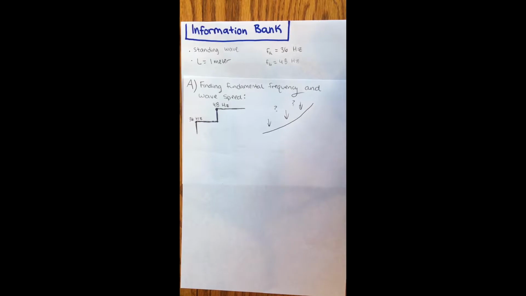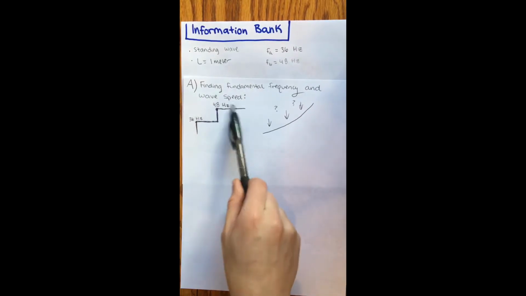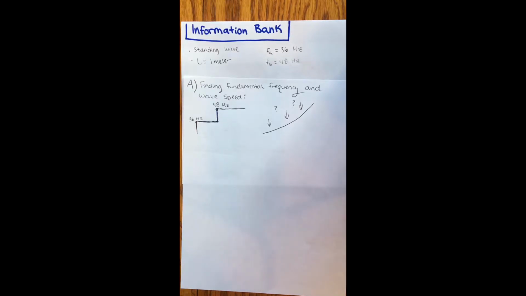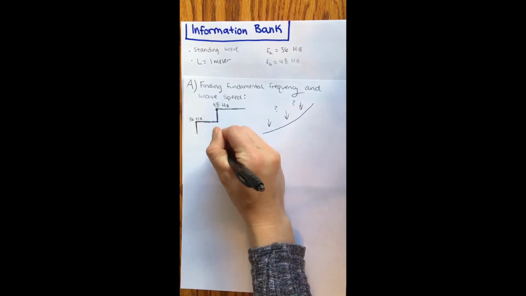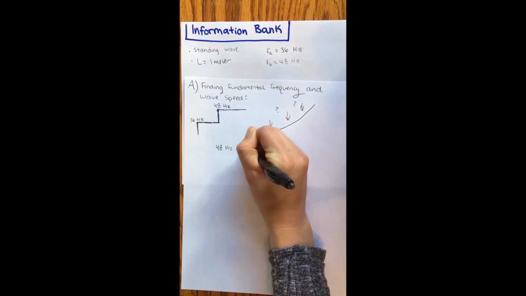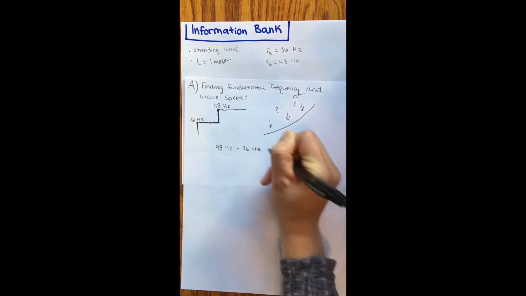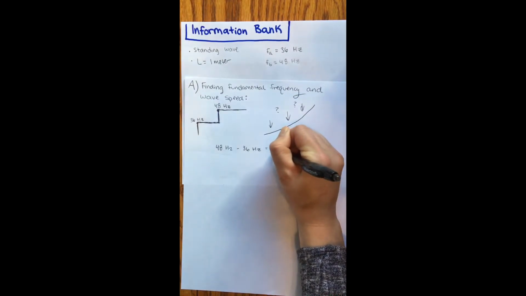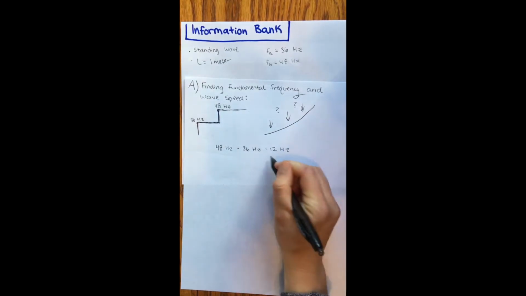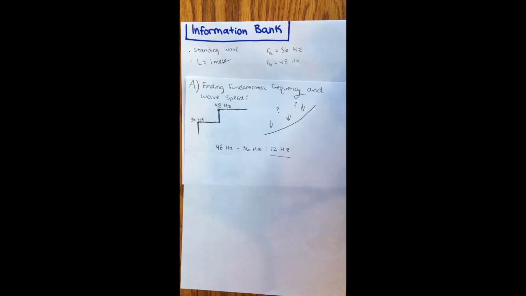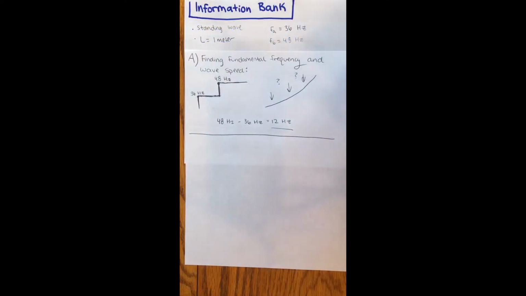In order to find the fundamental frequency, a visual way of going about this is to look at the staircase and envision the difference between them. So we can say 48 Hz minus 36 Hz is equal to 12 Hz. That is the fundamental frequency. Does that make sense? It might help to work out the problem in a more official way to get that point down. Let's try looking at this another way.